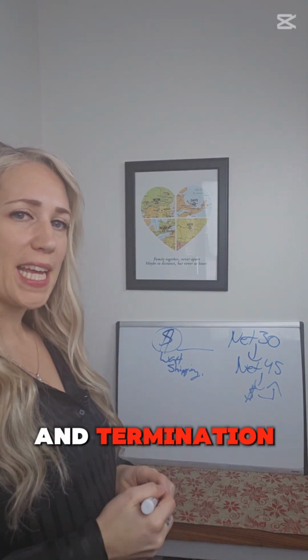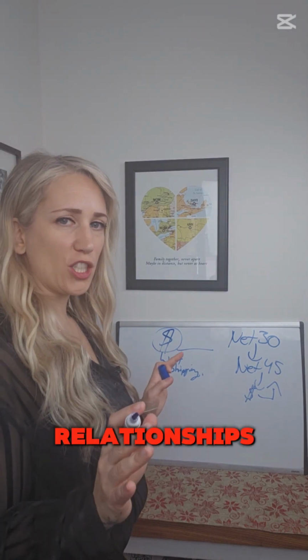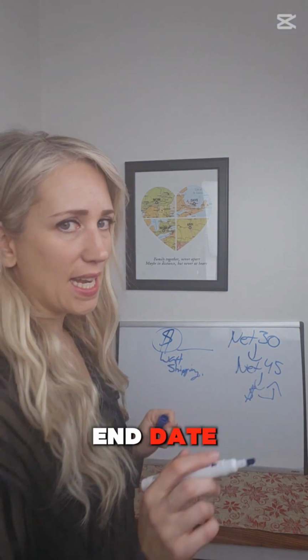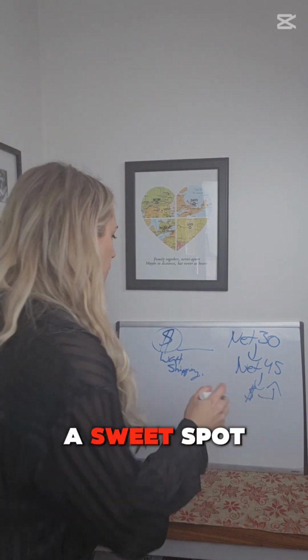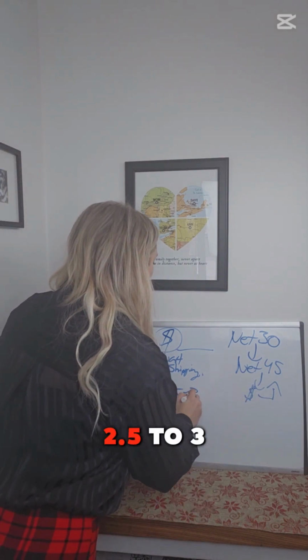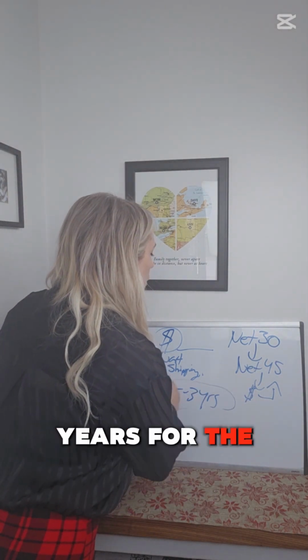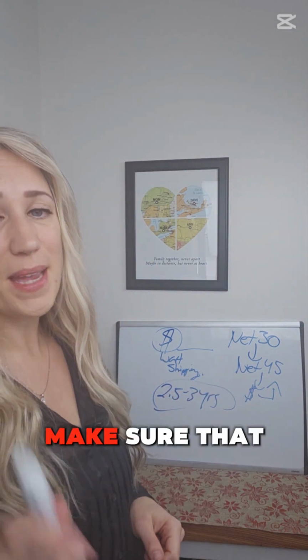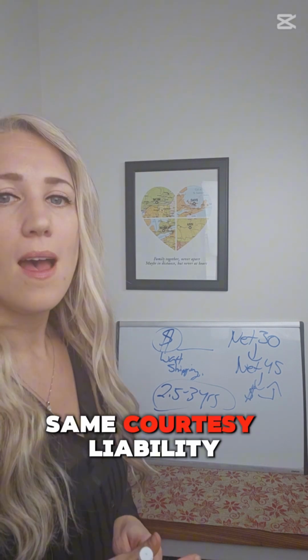Now for term and termination. Contracts are like relationships. Some live forever, while others, you've got to check the end date. So you really need to make sure that there's a sweet spot of about 2.5 to 3 years for the term of the contract. So that way you can get out at any time. Make sure that you're given the same courtesy.